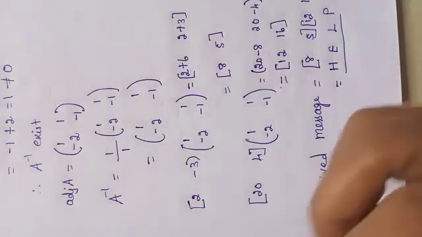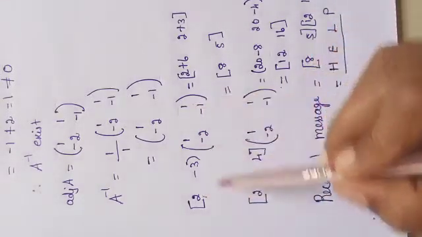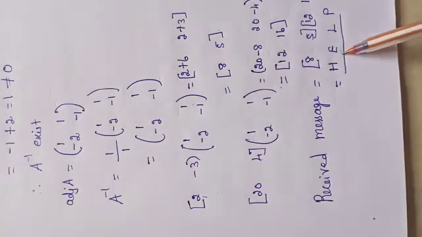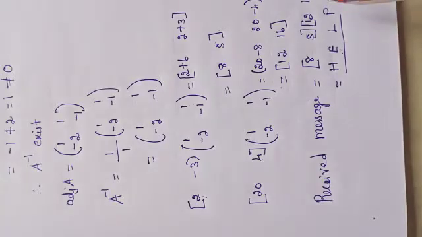So first we have to find out the inverse of the given encryption matrix. Then multiply one by one. Write these numbers together as the received message and convert it into the alphabet. Very simple. So by this we have completed the first exercise.